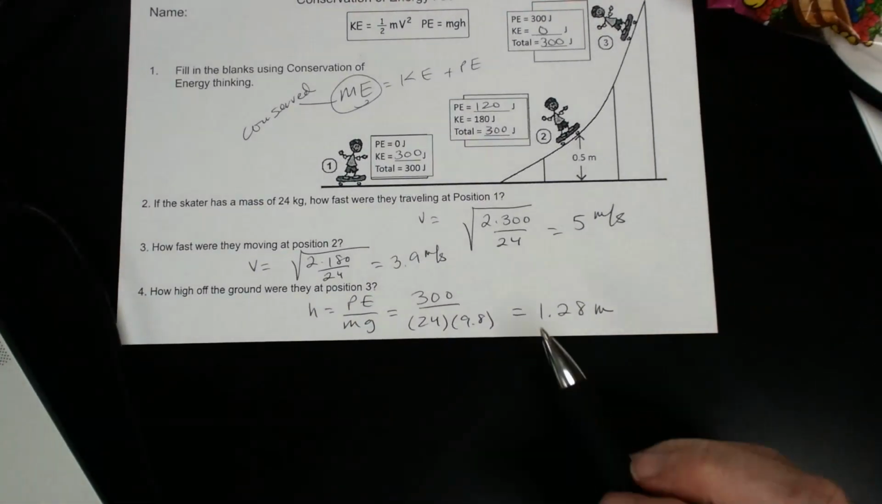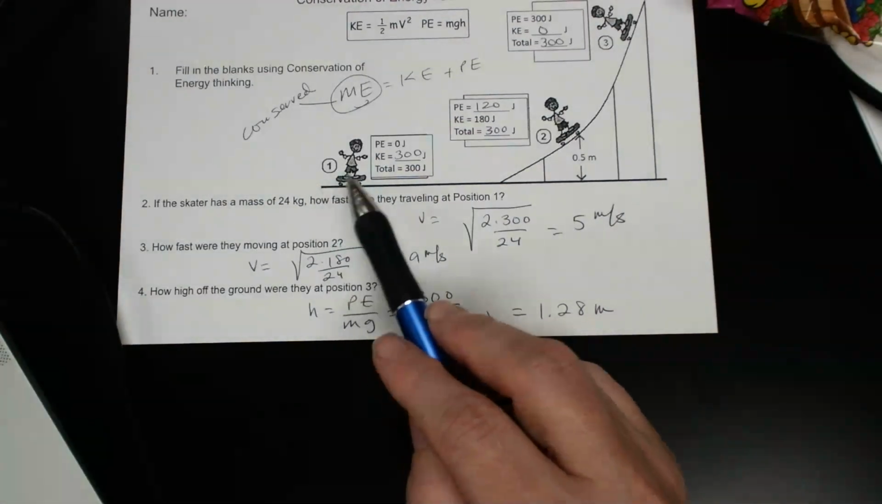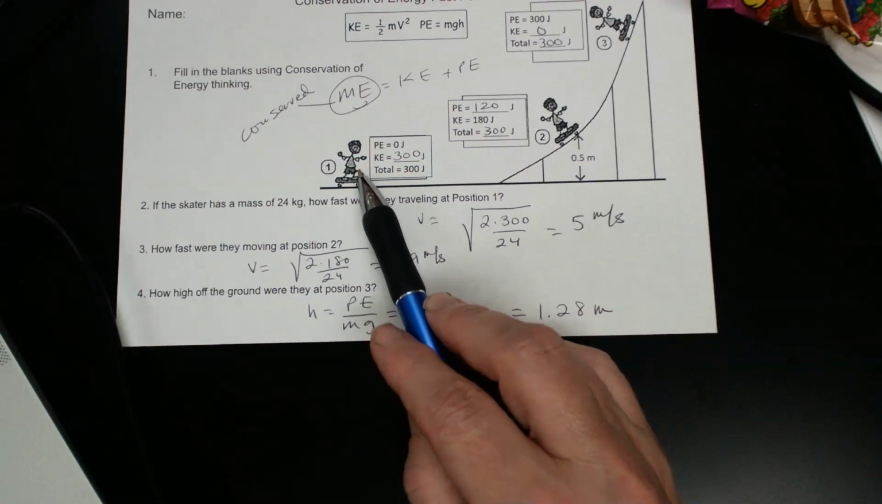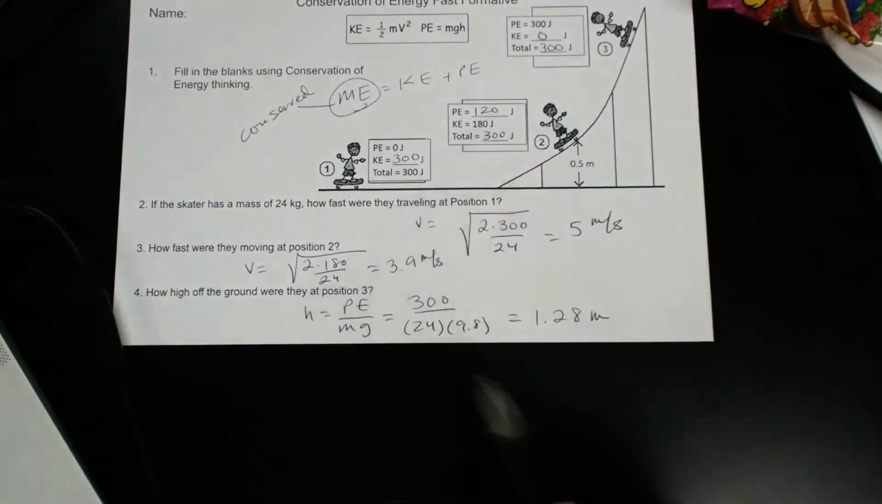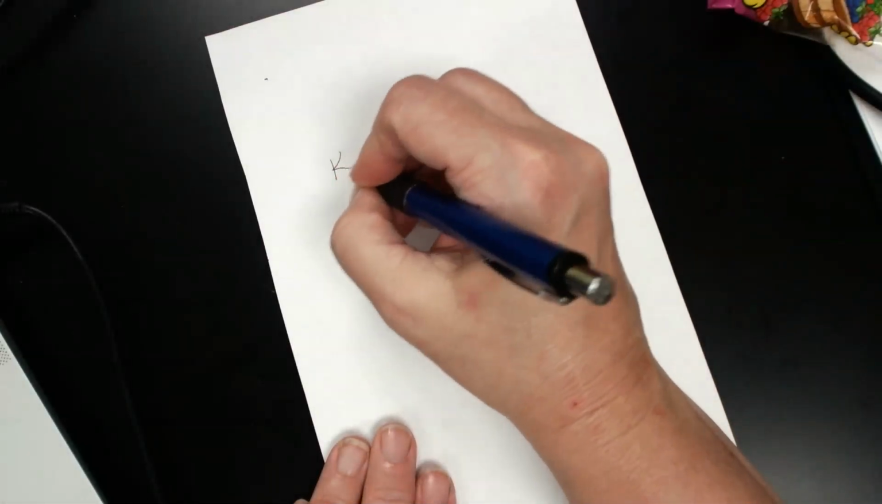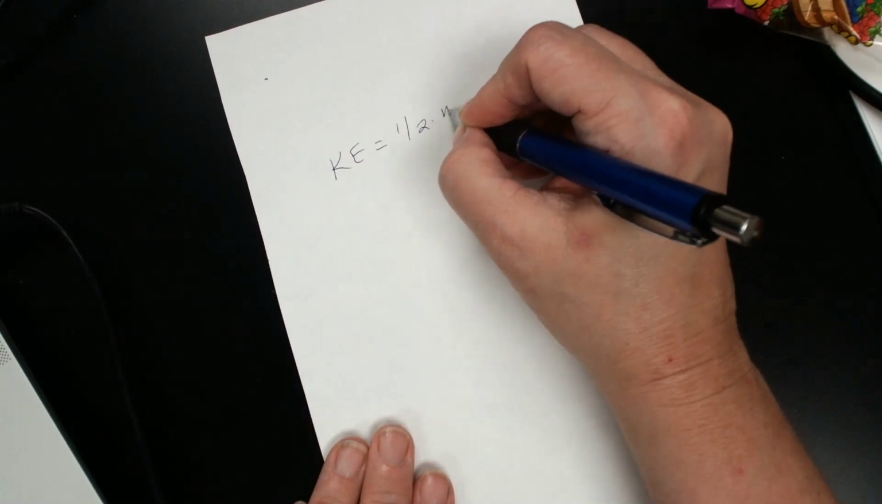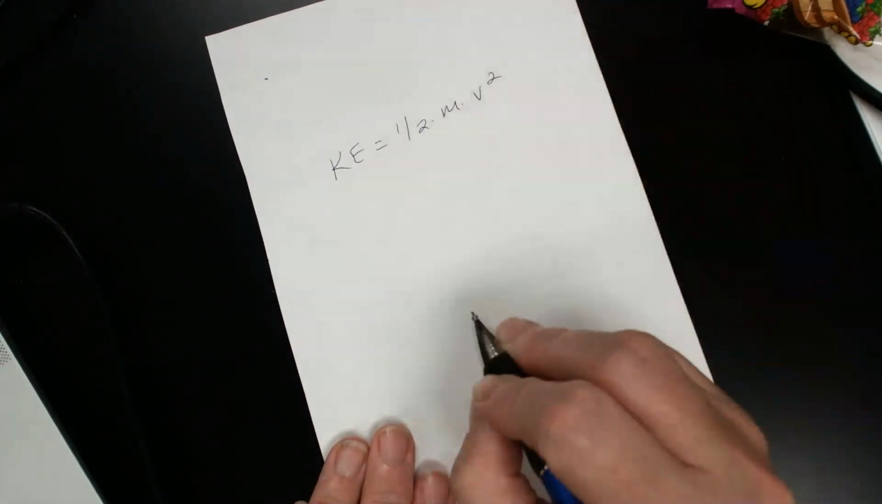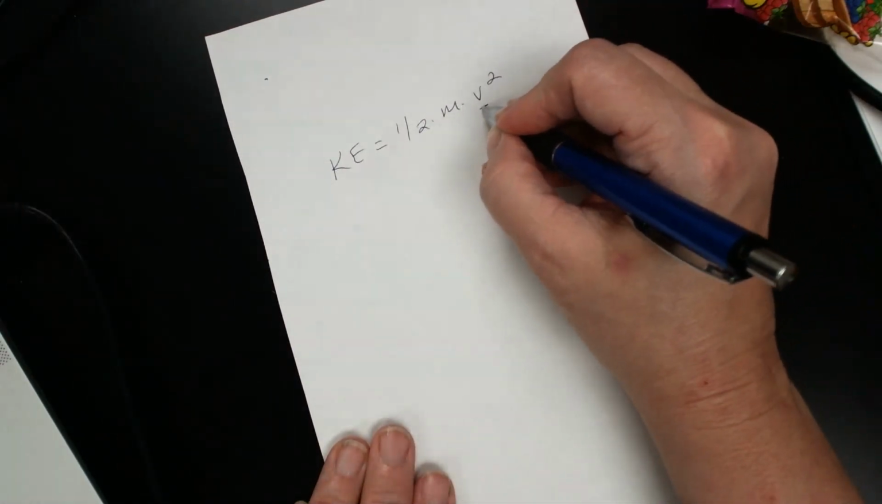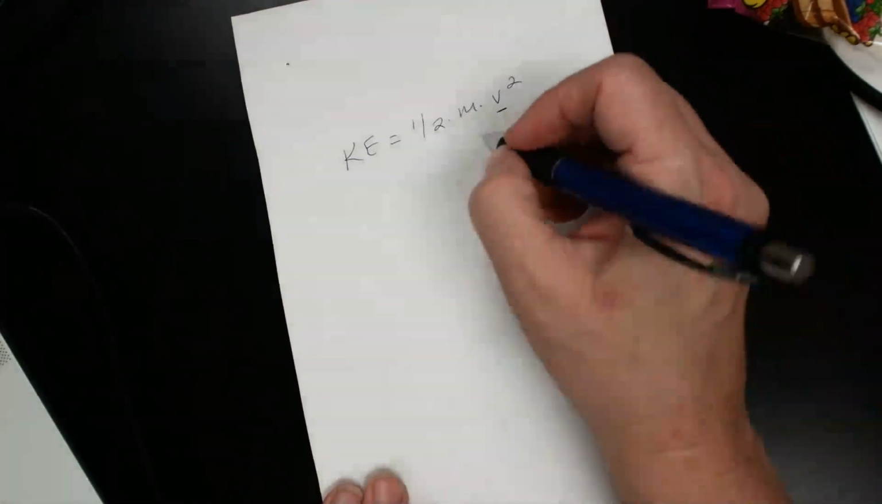Then really quickly, if we wanted to calculate some velocities, they want to know how fast the skater was traveling here and here. Let me flip over to the back right quick. If I use my kinetic energy equals 1/2 times m times v squared equation, I want to solve this for v so I can get a way to solve for a velocity.